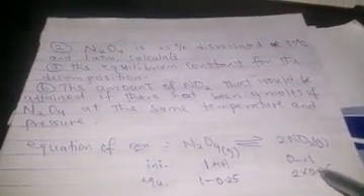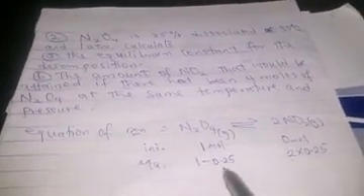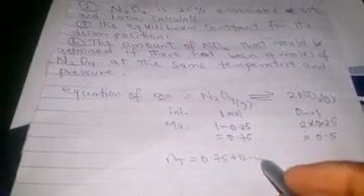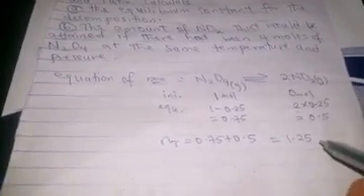Why is it 2 times 0.25? Because we have 2 moles here. Remember, you decrease here, but here you increase. So 1 minus 0.25 here is going to give us 0.75. Then 2 times 0.25 here is going to give us 0.5. Now from here we can find the total number of moles. N total is 0.75 plus 0.5, and that gives us 1.25. Okay, so we can now find the Kp.